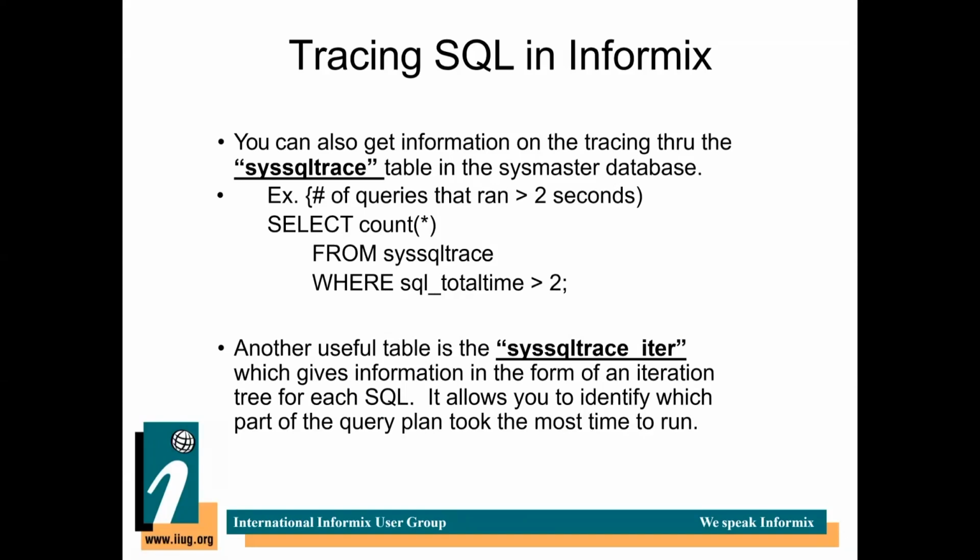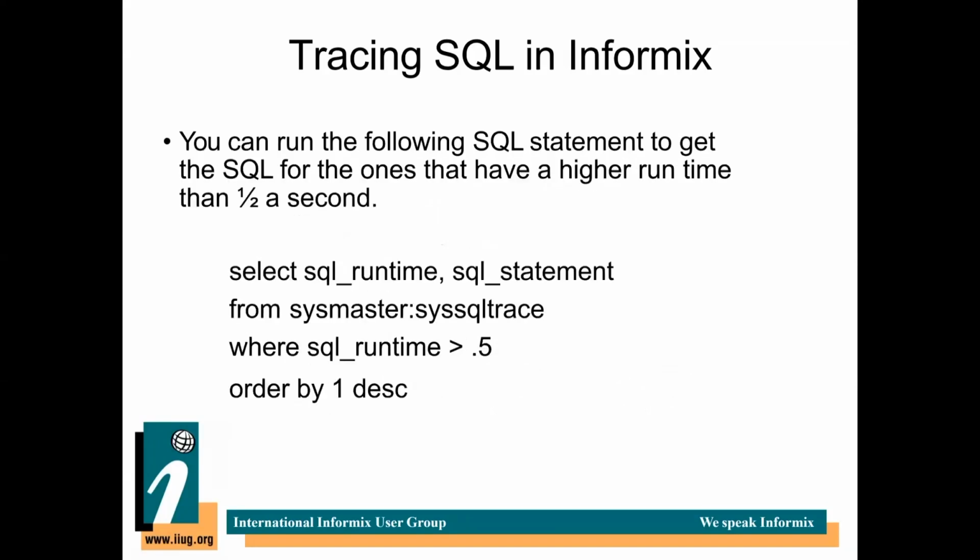Another useful table is the syssqltrace_iter, which gives information in the form of an iteration tree for each of the SQLs. It allows you to identify which part of the query plan took the most time to run. Also, you can run the following SQL statements to get the SQL for the ones that have a higher runtime than half a second, kind of like I just mentioned before. So here I'm selecting the SQL runtime and the SQL statement from the syssqltrace table where runtime is greater than half a second.